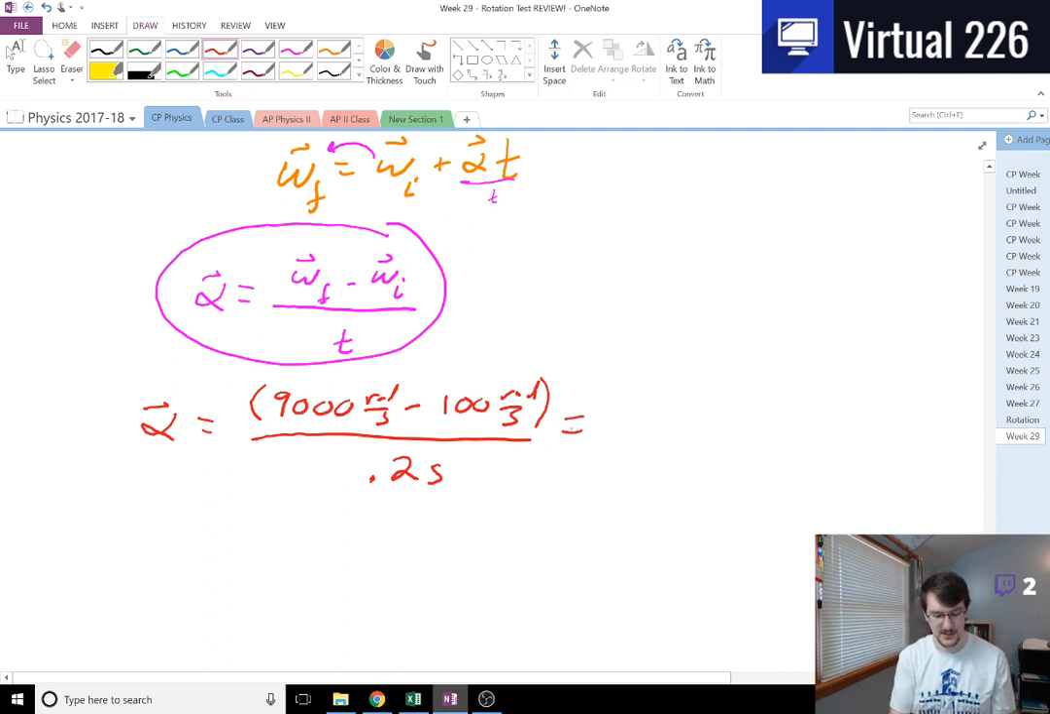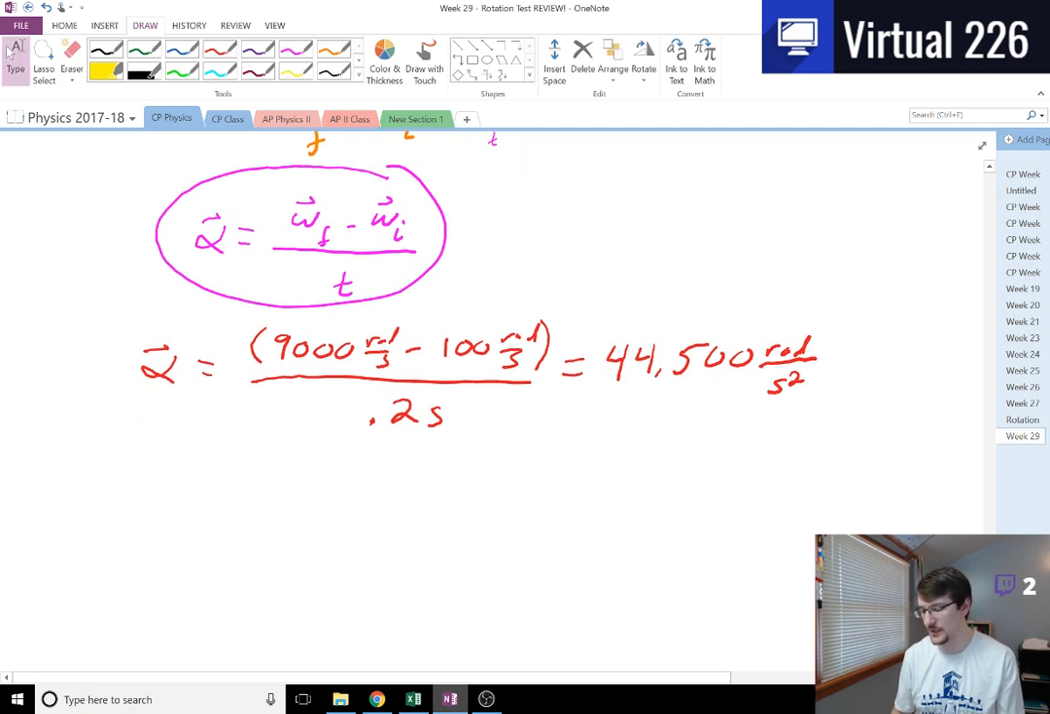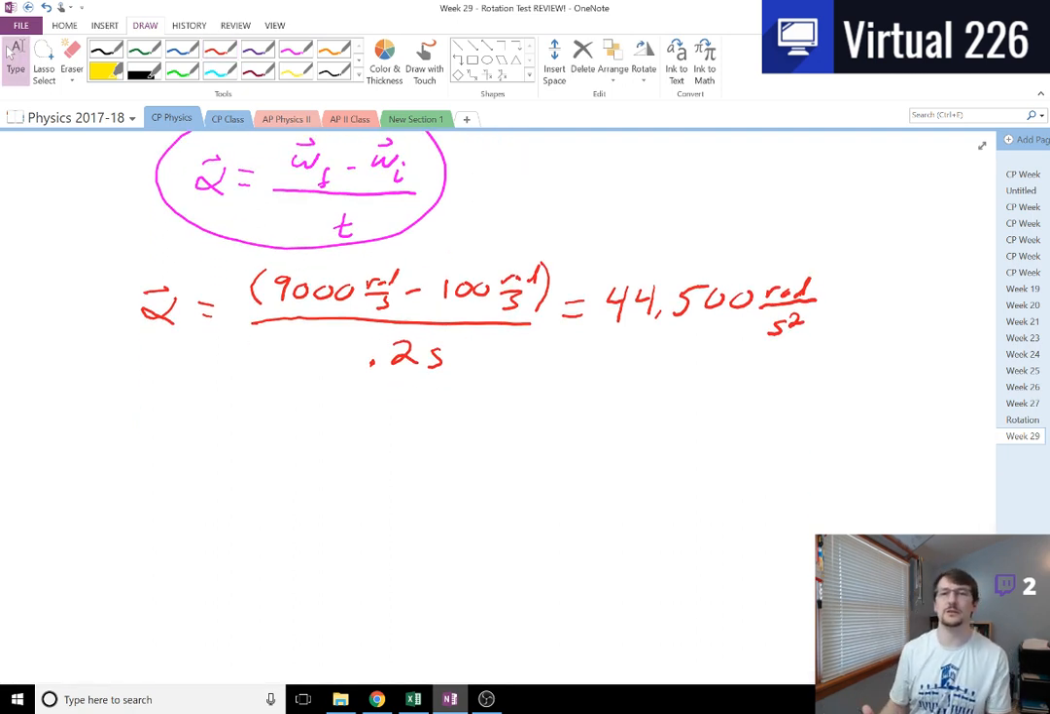That's going to give us 8,900 divided by 0.2, so we're multiplying by 5, which gives us 44,500 radians per second squared. And you can remember that unit is a radian per second squared because, just like acceleration is meters per second squared, this is the same idea, but we have radians because we're talking about rotations instead of meters. Okay, so we could find alpha doing that.